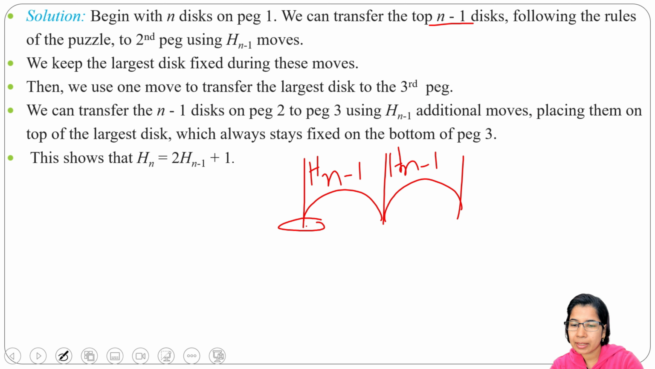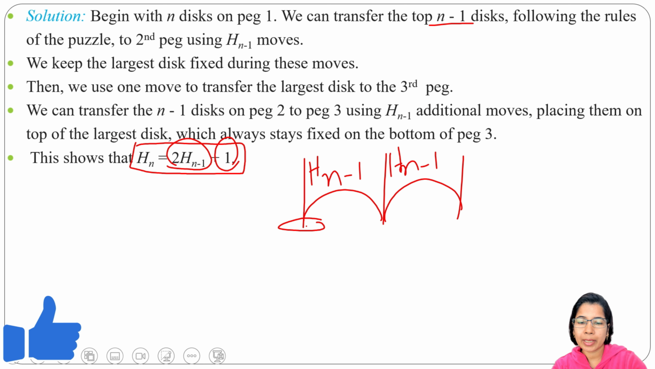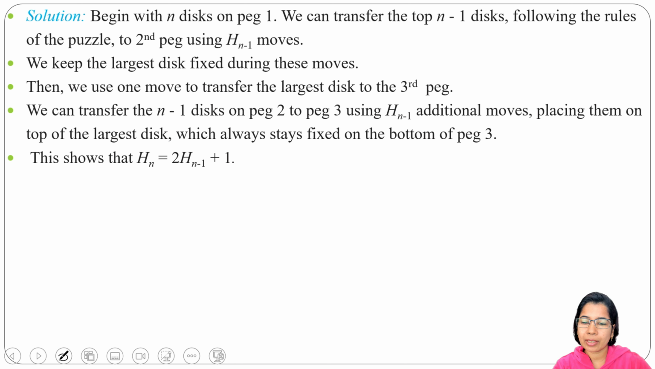So what will be the recurrence relation? H of n will be 2H(n minus 1) plus 1. 2H(n minus 1) for first to second and second to third, and this one move is for the largest disc that we are moving from first peg to third peg. So we got the recurrence relation. The recurrence relation is H of n equals 2 H of n minus 1 plus 1.